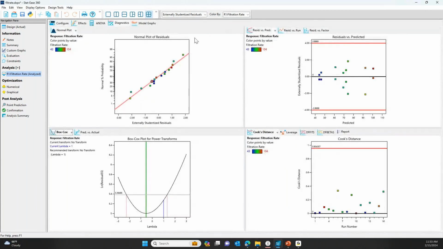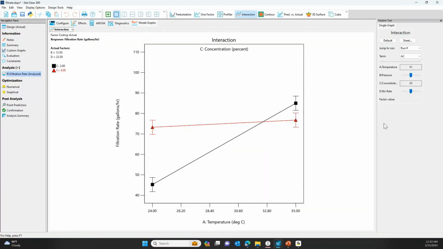Once we have done that, we will look at the model graphs, and that's where the story begins, or it gets good. So here it's going to plot an interaction plot. Remember now we had two interactions, an AC and an AD. What's happening here? Well, if I asked you, what's the filtration rate at temperature 24? Well, the answer is, it depends. If the answer depends, that's a clear indication that we have an interaction taking place.